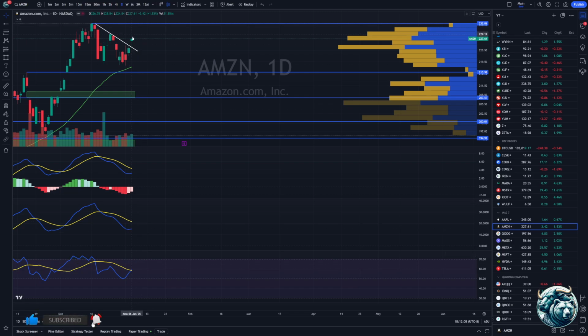I think that Amazon has room to go towards 233 and probably break that level of resistance, which was the prior all-time highs. Just keep a close eye on how this name is moving. But I love the fact that you broke this range right here, and you're going over this trend line, and now it seems like it's setting up very nicely to go towards 233 or maybe beyond that.